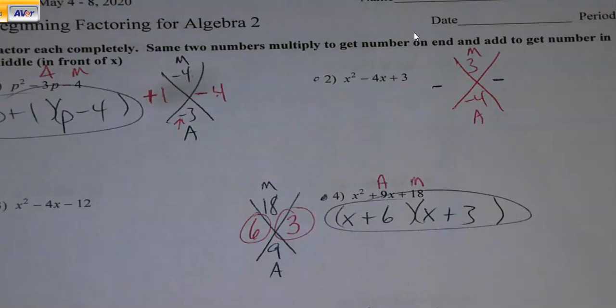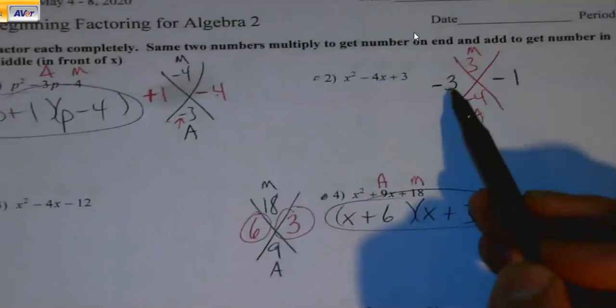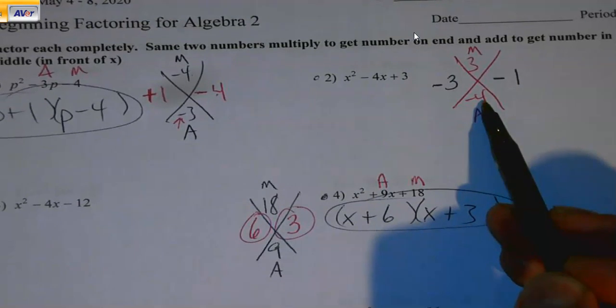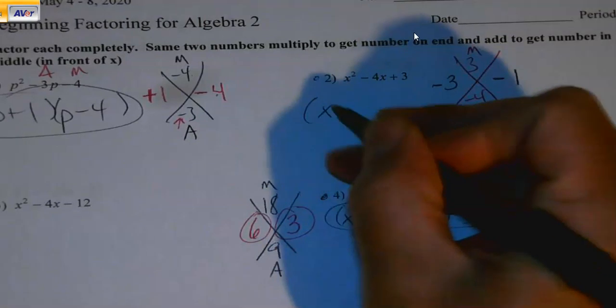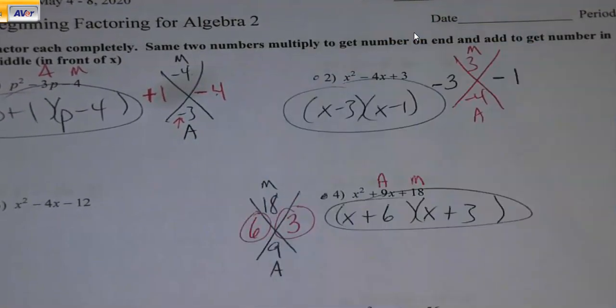Okay, 3, there's not a lot of options to get 3. 3 and 1. I owe somebody $3. I borrow one more. I owe 4. Negative times negative is positive, and I've got it. x minus 3, x minus 1. You're like, okay, this isn't terrible.